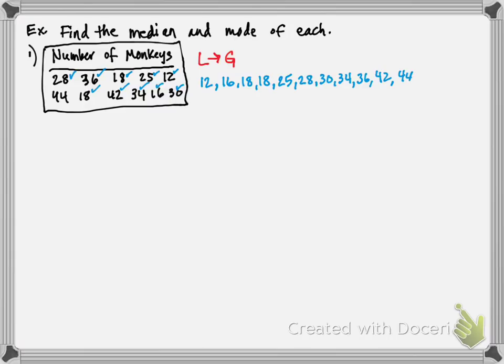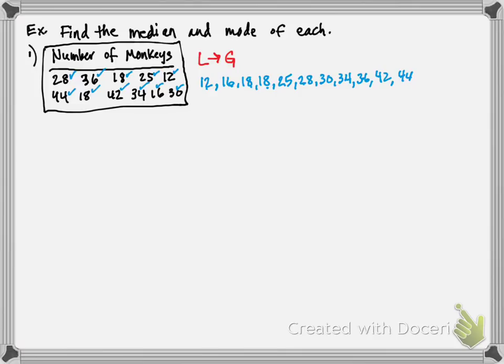So here's one thing that I also highly recommend. Count your numbers and make sure that you have 11. So 1, 2, 3, 4, 5, 6, 7, 8, 9, 10, 11. Good. I don't have anything wrong. So we want to find median and mode. So let's start with median.